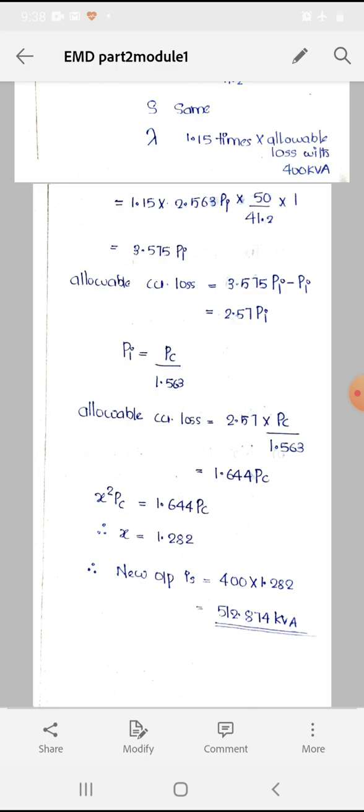So the second we got as 512.874 kVA. These are some problems dealing with the temperature rise time equations in the heating as well as in the cooling conditions. These problems are very much important for the exam also.